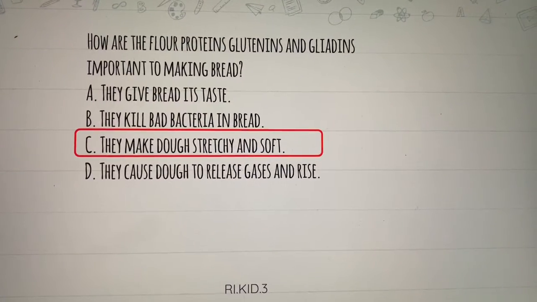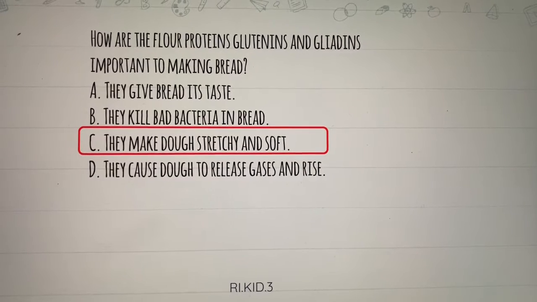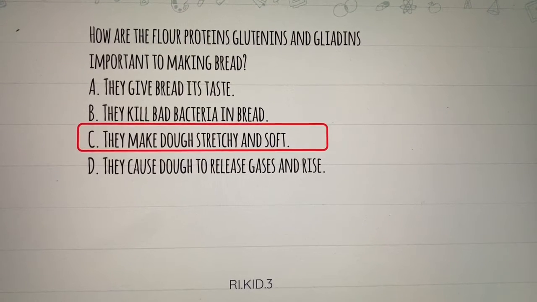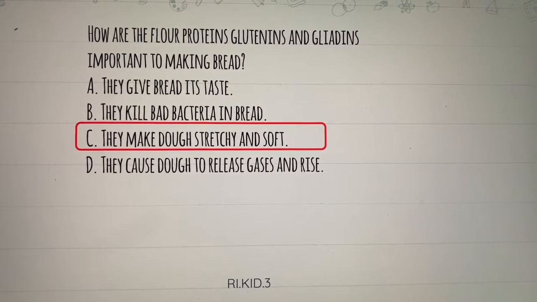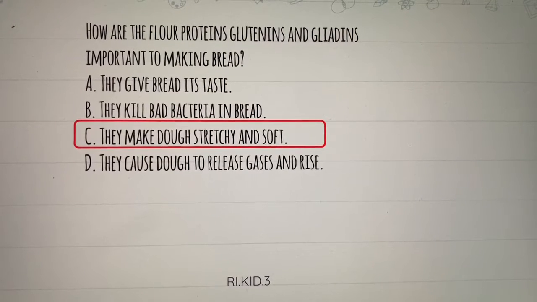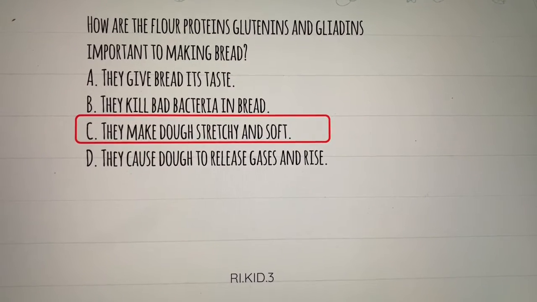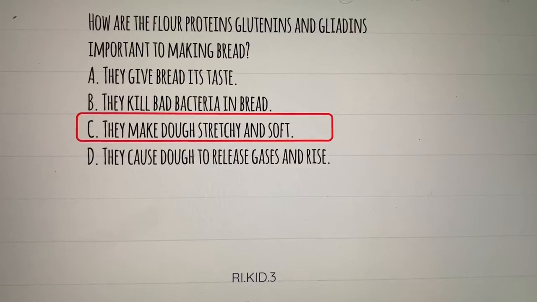And the answer is they make dough stretchy and soft. When you're kneading it, you are putting those proteins together and they're working in unison to form your dough.